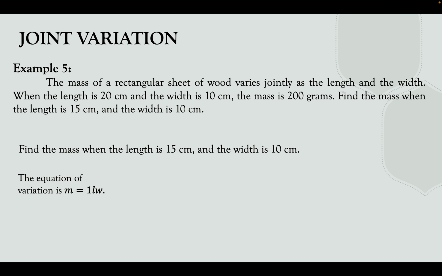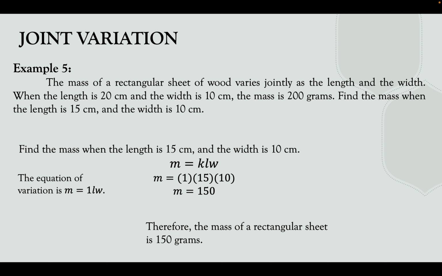Now, we will find the mass when the length is 15 centimeters and the width is 10 centimeters. We will use the equation of variation M equals 1 times L times W. So we have here 1 times 15 times 10. We have the mass is 150. Therefore, the mass of the rectangular sheet is 150 grams.